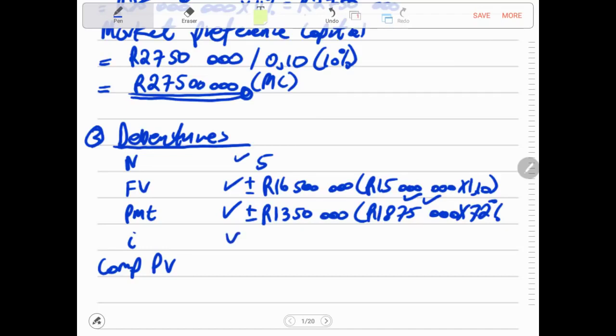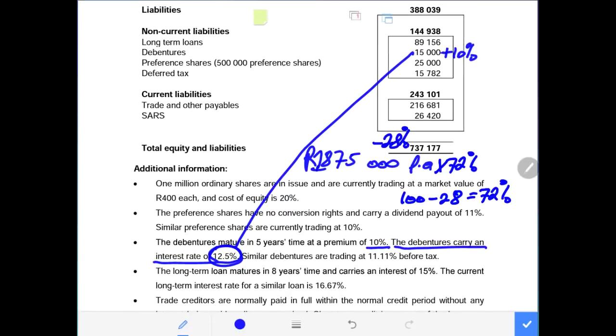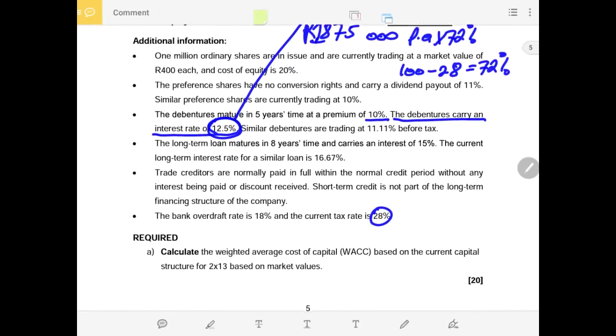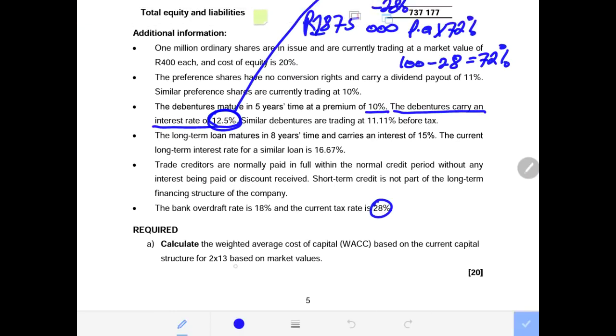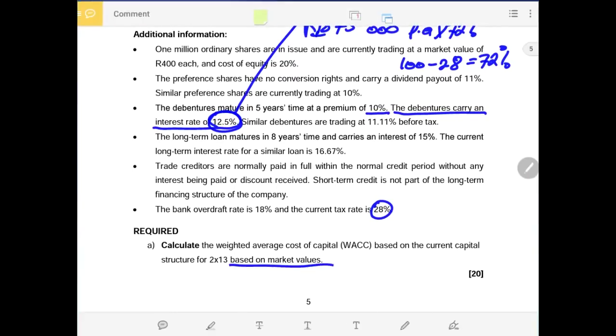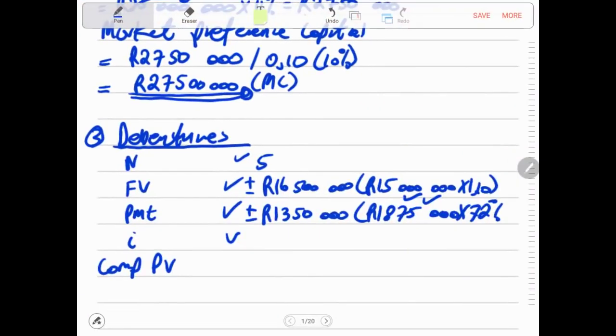And remember, we want to know the present value of the financial instrument according to the market values. Don't forget, based on market values. So now it means our interest must be the interest of the market, not our interest. But take note that when it comes to future value, there's no market value for that.